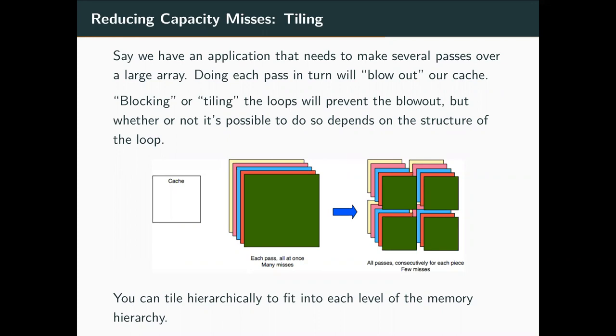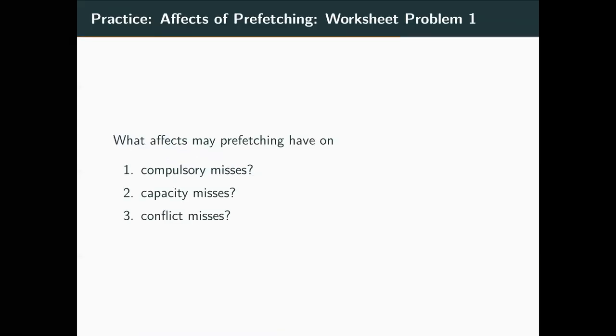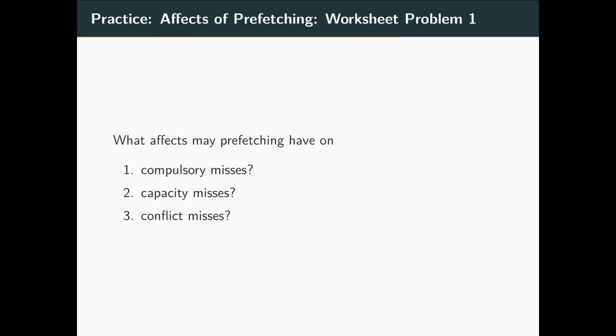Okay, other questions? So we'll look at the worksheet now, and think about the effects that prefetching has on the different types of misses: compulsory, capacity, and conflict. I'll give you a couple minutes to think about these and write something down.